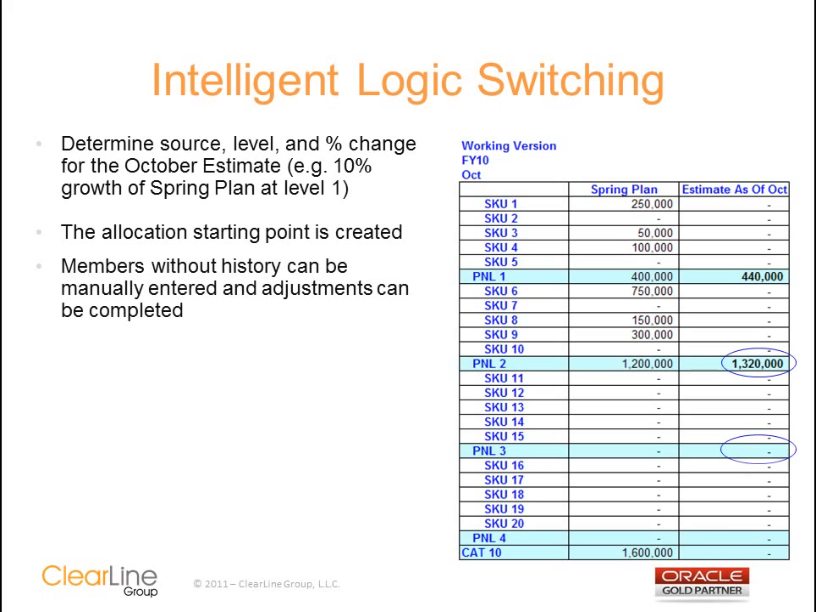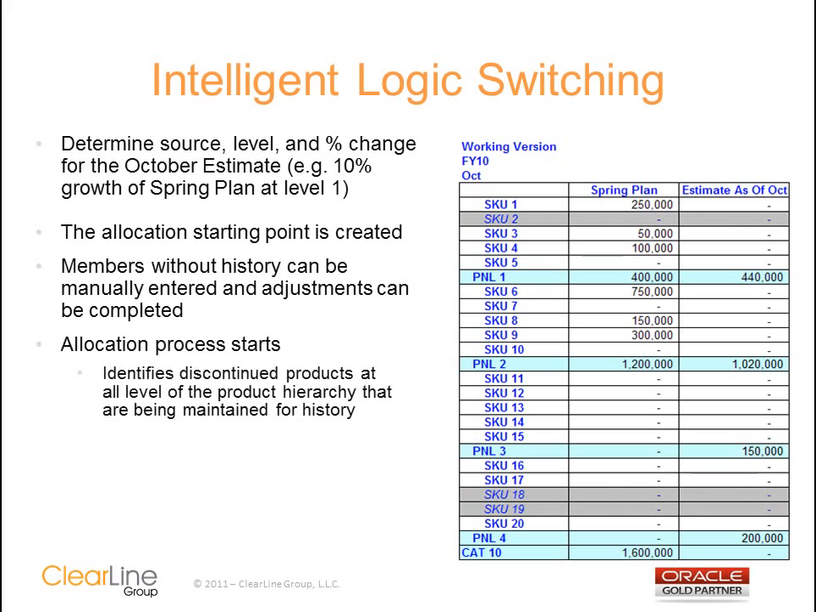This user decided to make some manual adjustments to the P&L and entered some new data for P&Ls 3 and 4. They also reduced the value of P&L number 2. Now they've decided to run the allocation.